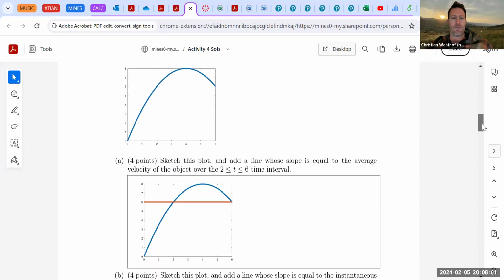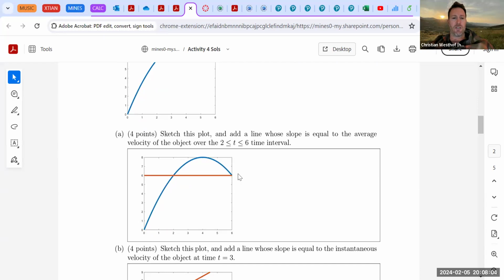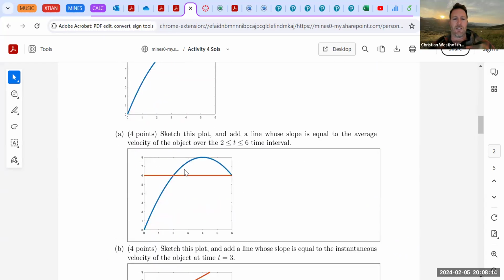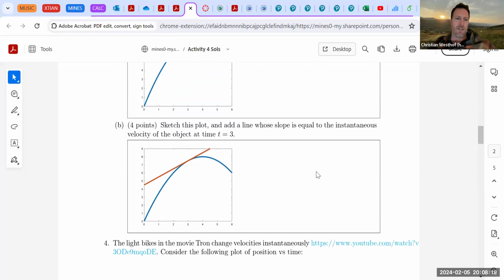Then what else did we do on activity 4? You had a graph, and on that graph, you had to be able to sketch a secant line, a line through 2 points. So given 2 points on a graph, could you sketch the secant line through those 2 points? That secant line's slope is representing average velocity or average rate of change. The line whose slope is equal to instantaneous velocity is a tangent line at a specific point. So we want the instantaneous velocity at time 3. Well, here's the tangent line at time 3, and it's the slope of the red line. That is equal to the instantaneous velocity at time 3.